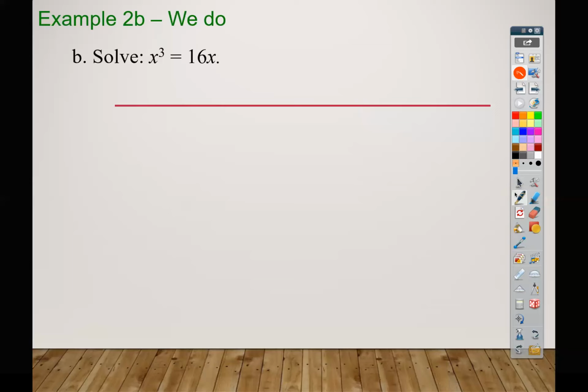Two B says x cubed equals 16x. The very first thing that you have to do is set one side of the equation equal to 0. So I'm going to subtract that 16x. Now, I need to pull out any greatest common factors, which they both have x in common. So if I took that out, I'd be left with x squared minus 16.